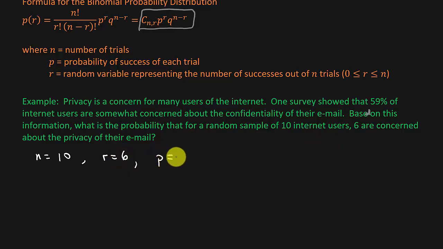The probability of success, P, well, what would that be? Well, it says one survey showed that 59%. So that's 0.59. And then Q is equal to 1 minus 0.59, which is equal to 0.41. So we've got everything we need to plug into our formula. So we've got the probability that R is equal to 6.